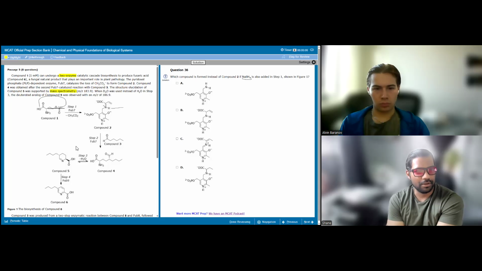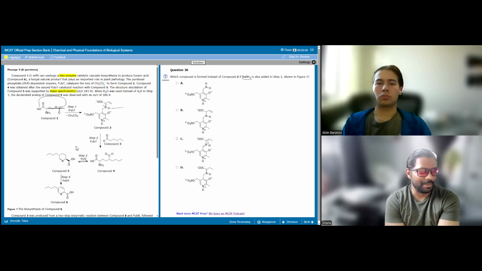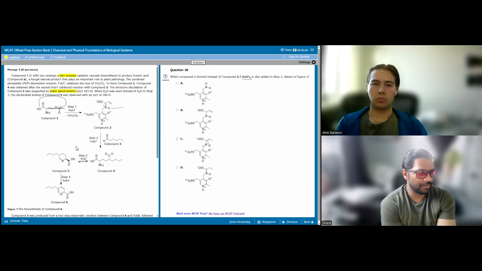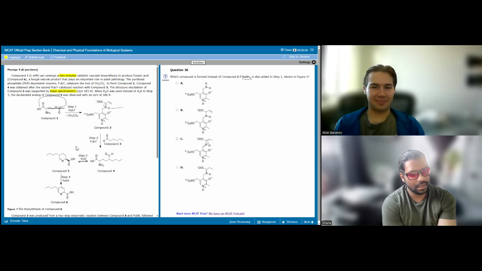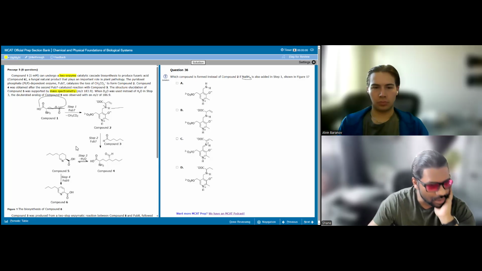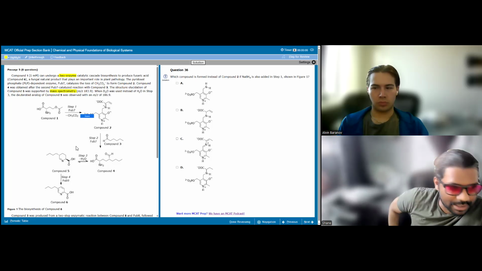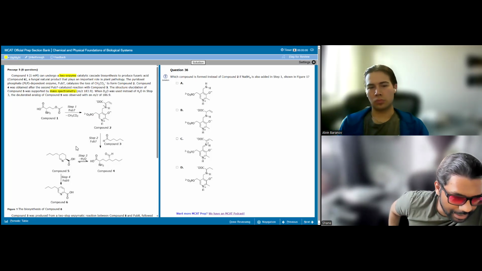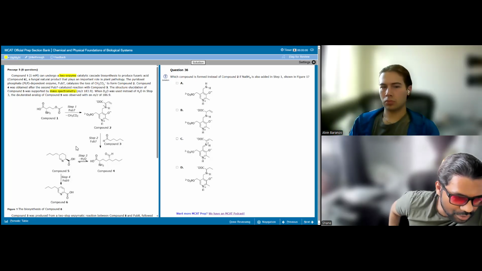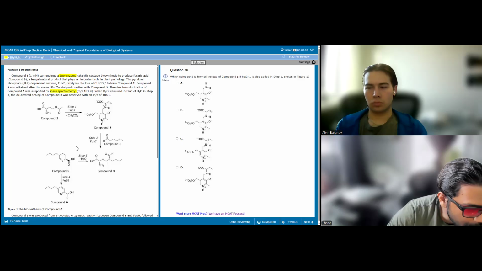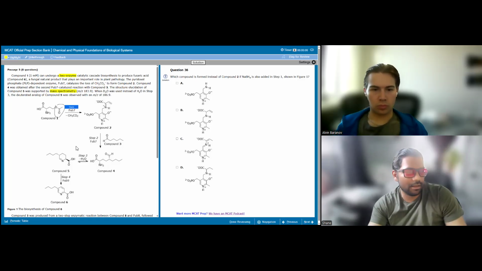The pyridoxal phosphate, PLP, dependent enzyme FUB7 catalyzes the loss of CH3CO2 to form compound 2. So that's what's getting lost, not what's getting added.